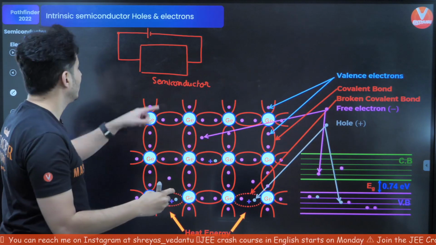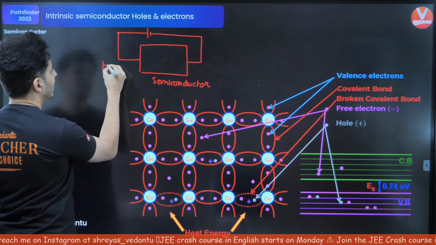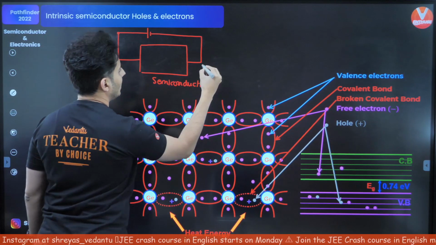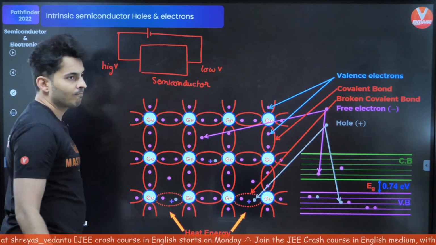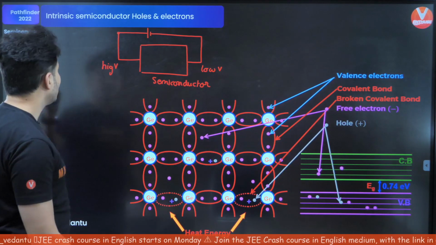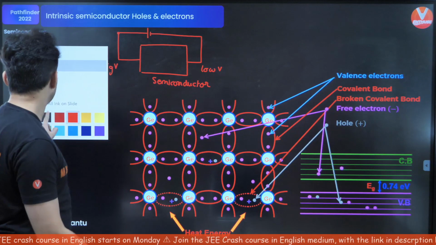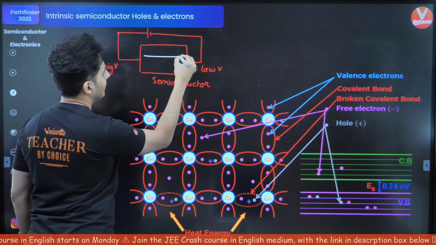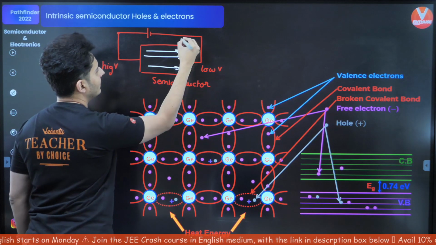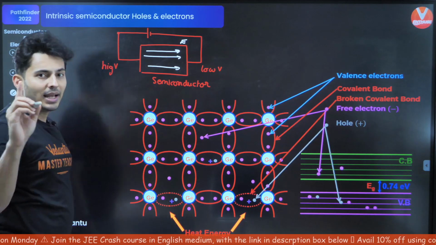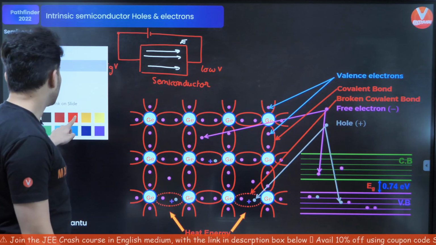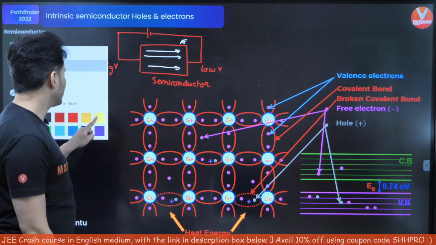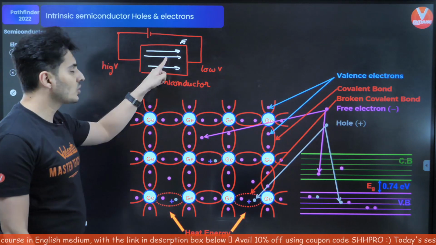What will happen is this is at high voltage, and this is at low voltage. So what you're going to see, there will be an electric field which will be set up like this. And what will happen because of this electric field? Charges which are there, electrons which are there. Where will the electrons go?